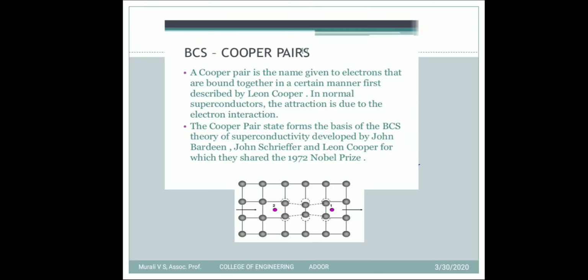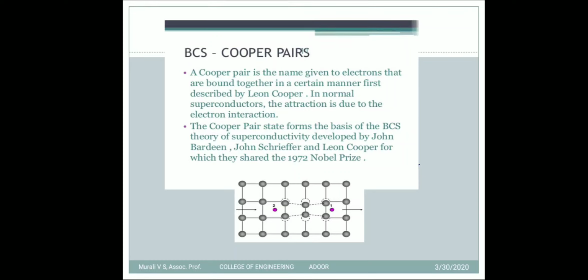So when an electron comes near a lattice point, you can see that the lattice gets distorted, because the lattice has positive charge and the electron has negative charge. So there is an attractive force. This attractive force will distort the lattice. Now, when another electron, 2, comes near this distorted lattice, it is also attracted to the positive charge core atoms of the lattice. So it also gets an attractive force.